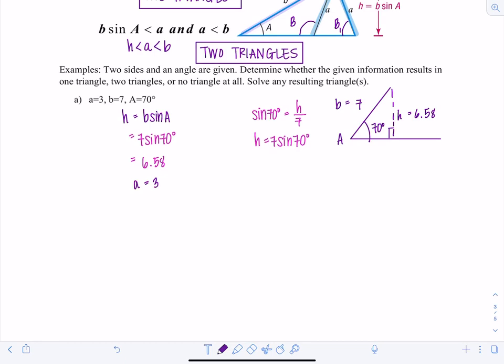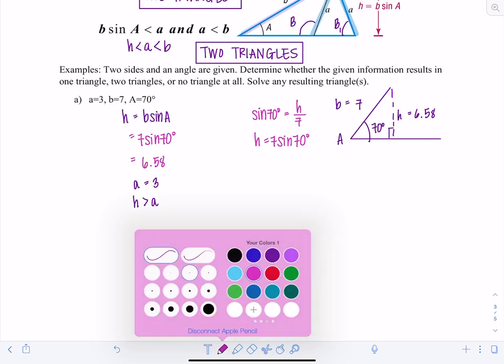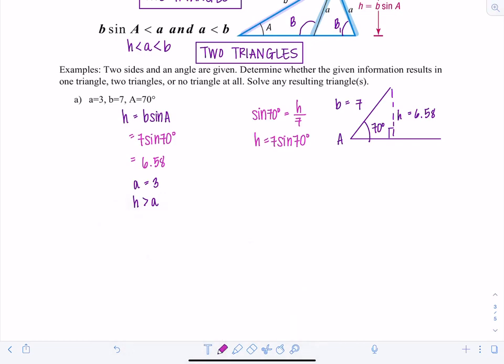Now, how long is side A? Side A is just 3, and H is bigger than A. So what does that mean for us? Well, think about it. This is 6.58, and side A is only 3. Maybe it's something like this. Can I close? Is it long enough to make a triangle? No way. So if H is larger than that side, we have no triangle. And then you're done.